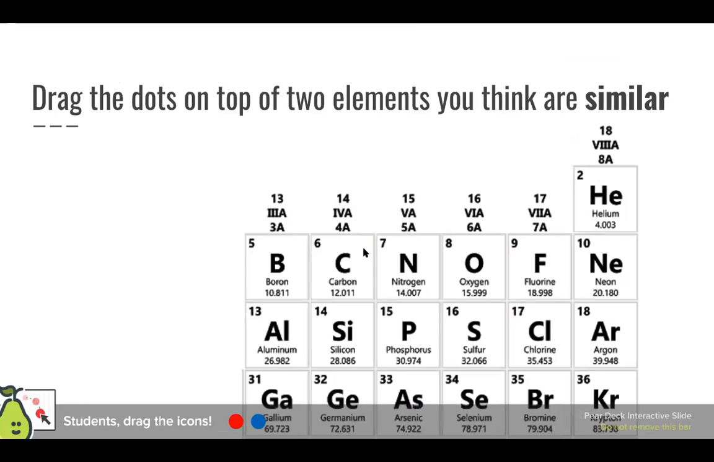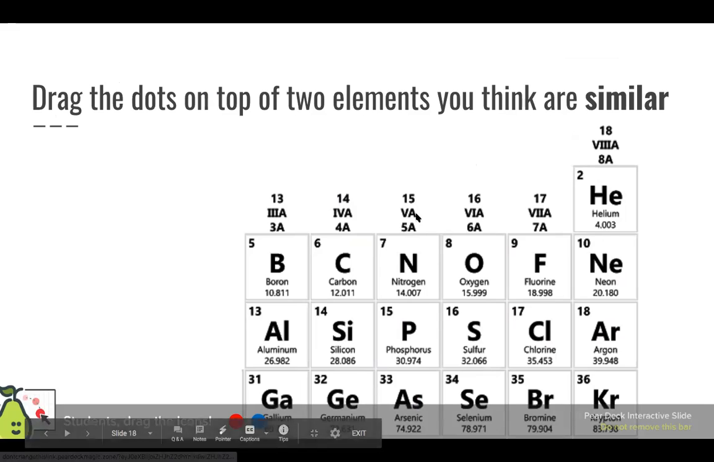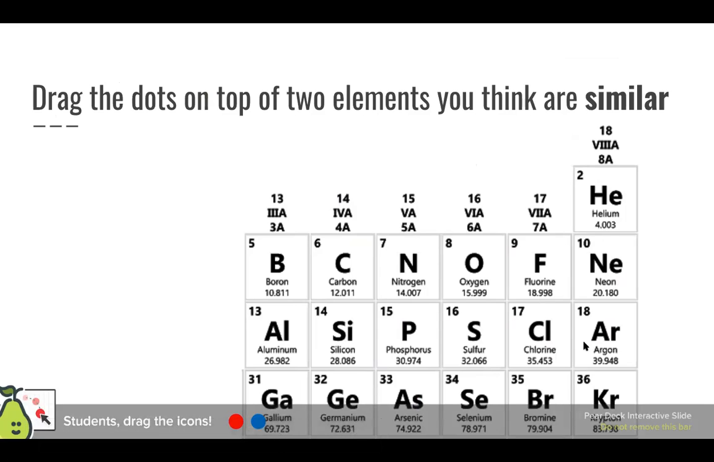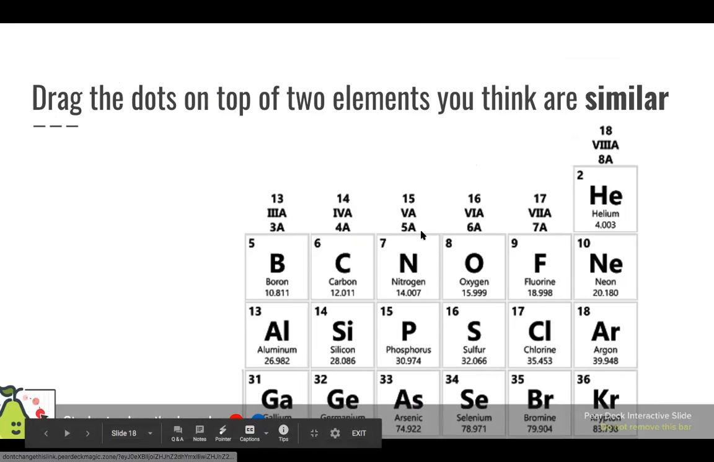So this is an exercise where you're going to answer this on your worksheet. You're going to tell me two elements that you think are similar. Pause, and I want you to try that. Two elements that I'm going to give you as an example: nitrogen and phosphorus, they are similar. Why do I say that? Because they're in the same vertical family. You could have said fluorine and chlorine. You could have said argon and krypton.